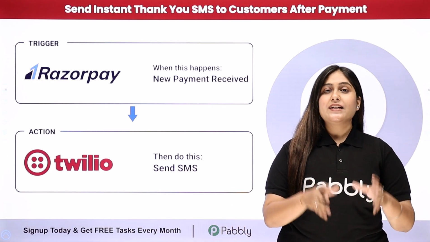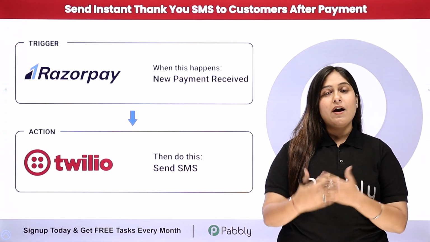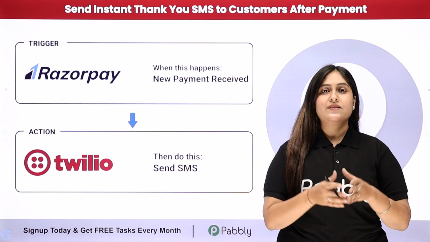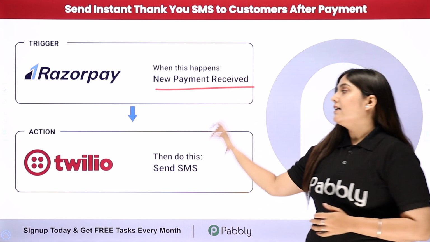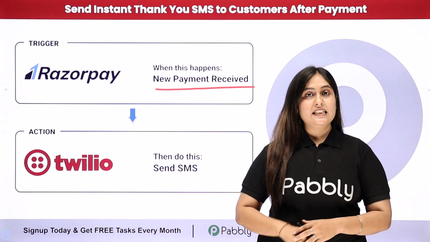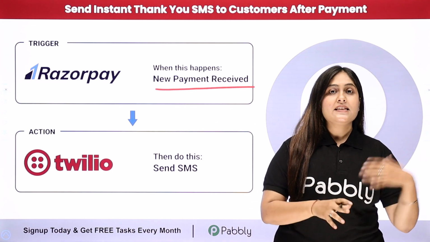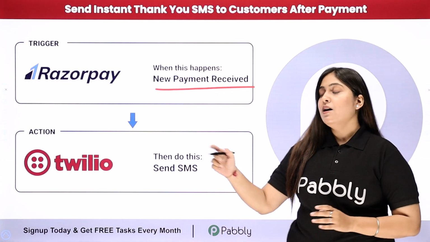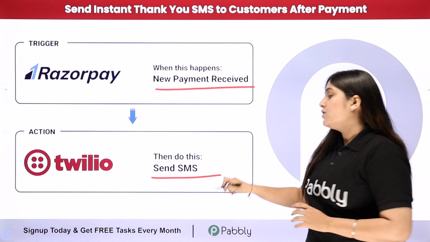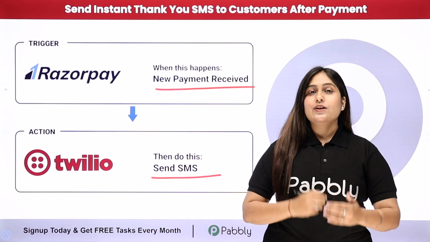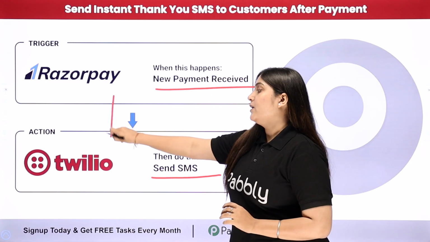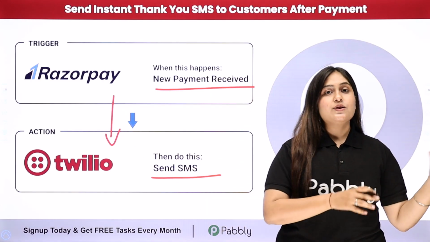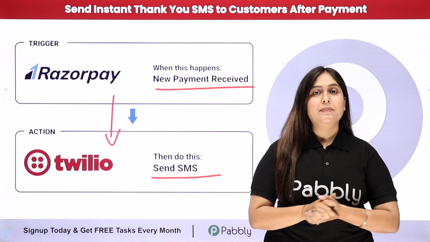So I'm using Razorpay as my payment gateway for my online store, and my objective is whenever I receive a new payment, then automatically and instantly using the customer details, it should send a personalized thank you SMS to my customer via SMS sending application, that is Twilio. So now here to automate the entire process, I will connect my Razorpay with my Twilio account using an automation software named Pabbly Connect.